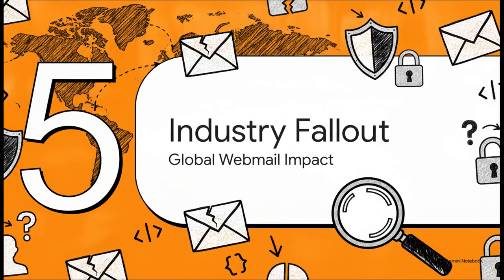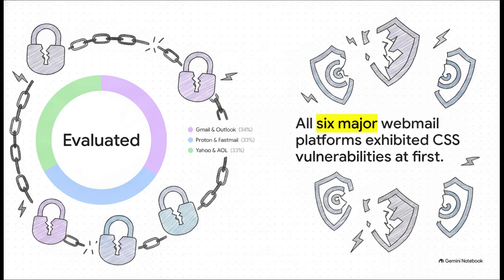Section 5. The webmail industry fallout. Let's look at the actual scale of this vulnerability across the global market. This is a stark reality check. Out of 6 major Tier 1 webmail platforms evaluated at Black Hat, we're talking Gmail, Outlook, Fastmail, ProtonMail, Yahoo Mail, and AOL Mail, literally every single one of them initially exhibited these severe CSS vulnerabilities. That is a 100% failure rate across the board when relying on traditional HTML sanitizers to stop complex layout manipulation.